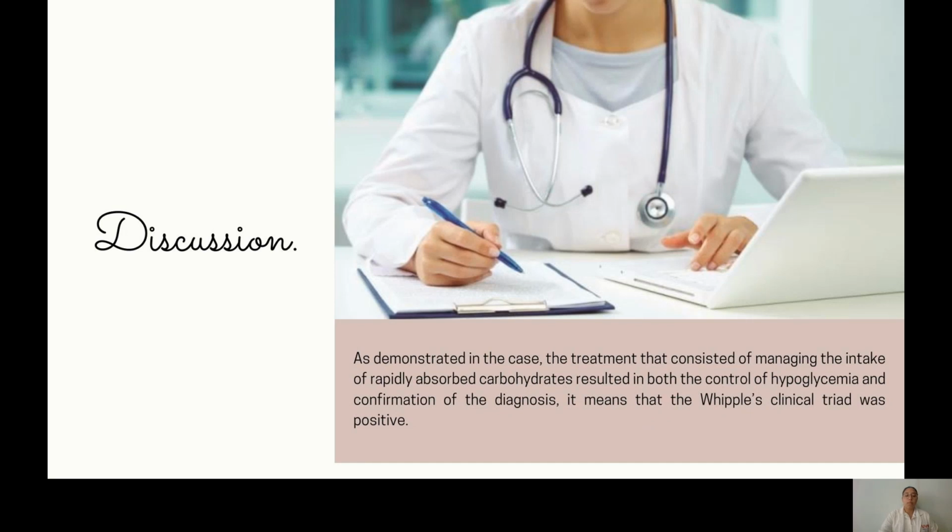The presence of low plasma glucose levels and neuroglycopenia that improve after carbohydrate administration make a Whipple's clinical triad, which readily establishes the diagnosis of hypoglycemia while improving the patient's condition. As demonstrated in the case, the patient presented signs of neuroglycopenia that gave suspicion of being a case of moderate hypoglycemia. The treatment that consisted of managing the intake of rapidly absorbed carbohydrates results in both the control of hypoglycemia and confirmation of the diagnosis. It means that the Whipple's clinical triad was positive.